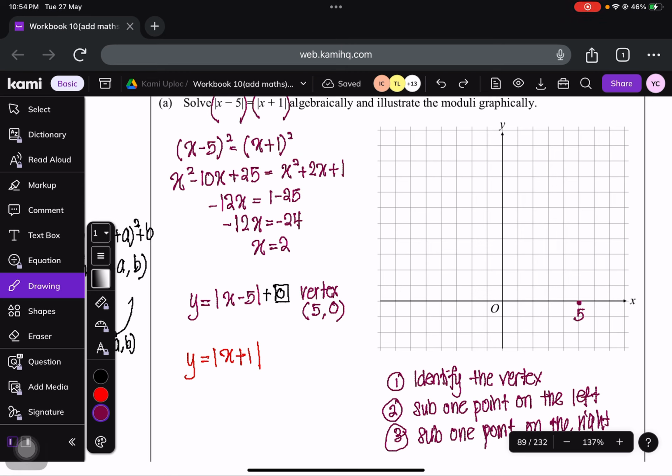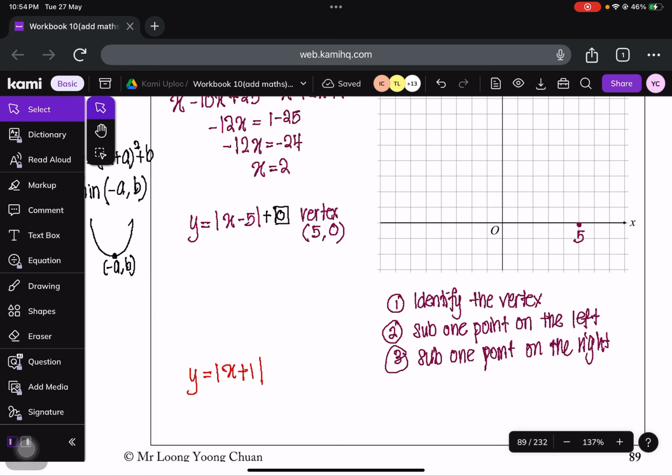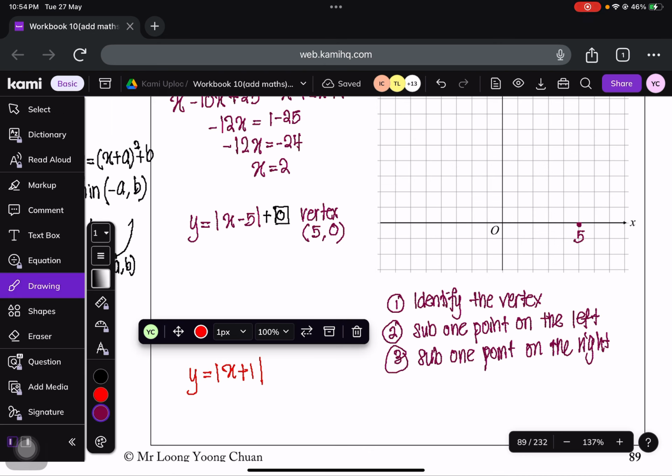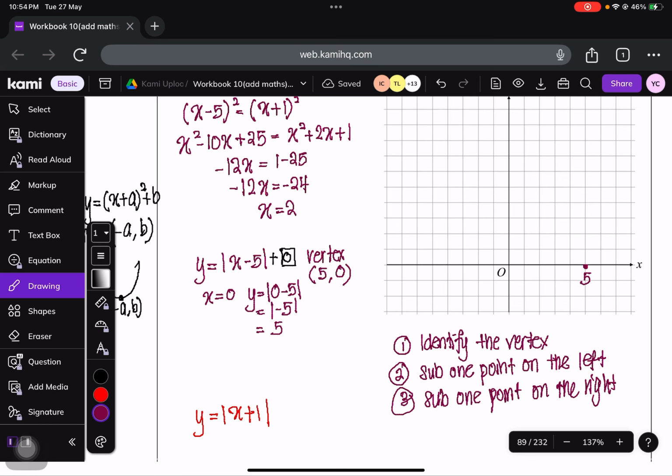So what is x equals 0? Let's see. You just put inside here. Maybe I move this equation down. Now I sub in x equals 0 into the equation. When x equals 0, y is equal to modulus 0 minus 5. So this is modulus of negative 5, which is going to give you 5. Because I told you anything modulus negative becomes positive. So you will know that this is 5 also. So 1, 2, 3, 4, 5. So the point is now here, 5.